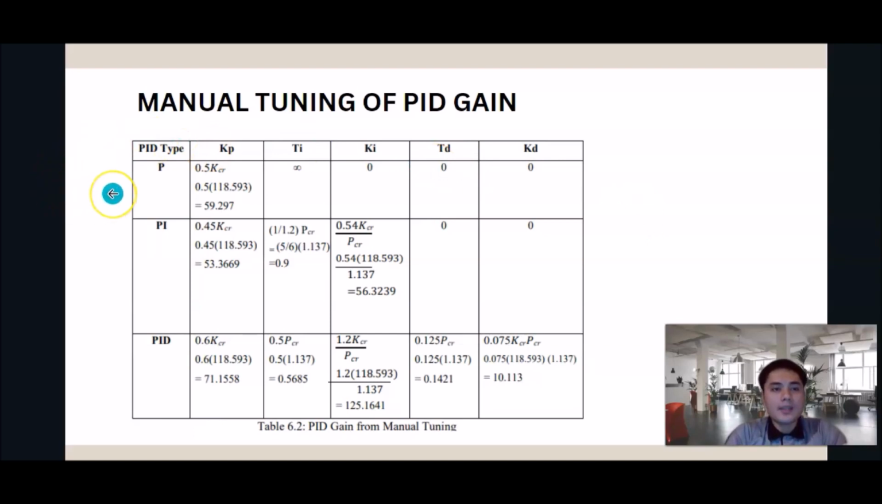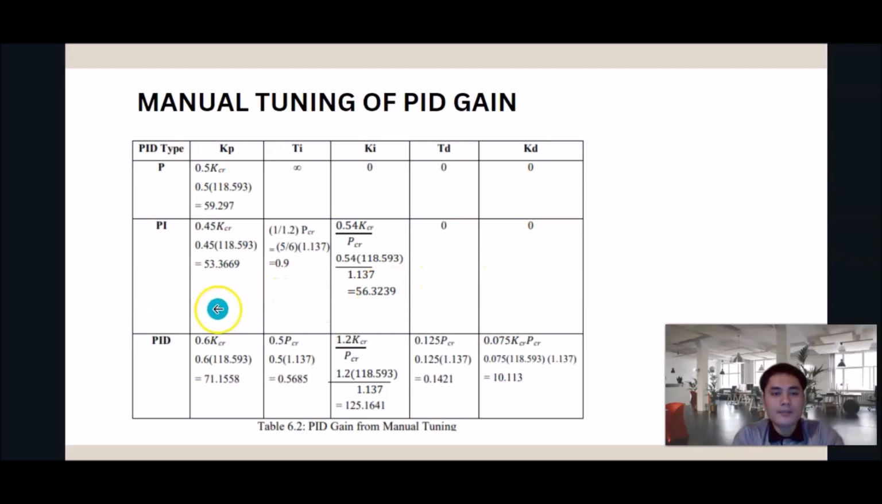The first PID type is P, so Kp equals 0.5 times K critical. Our K critical is 118.593. So 0.5 times K critical is 59.297. Our Ti for PID type P is infinity and Ki is 0. The TD for PID type P is 0 and the KD for PID type P is also 0.